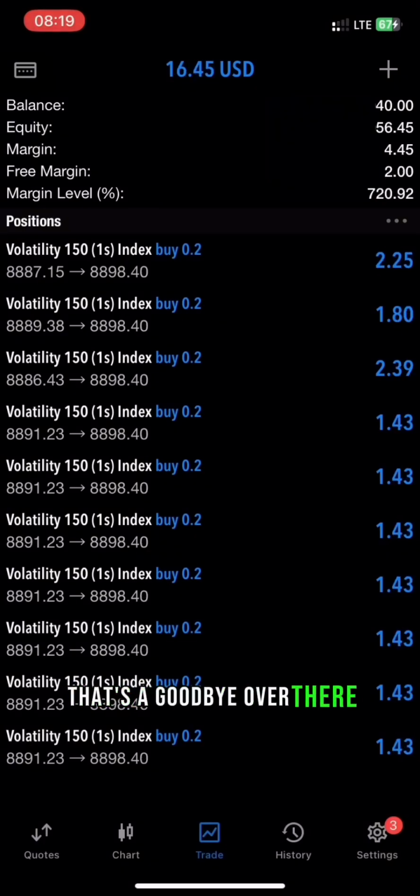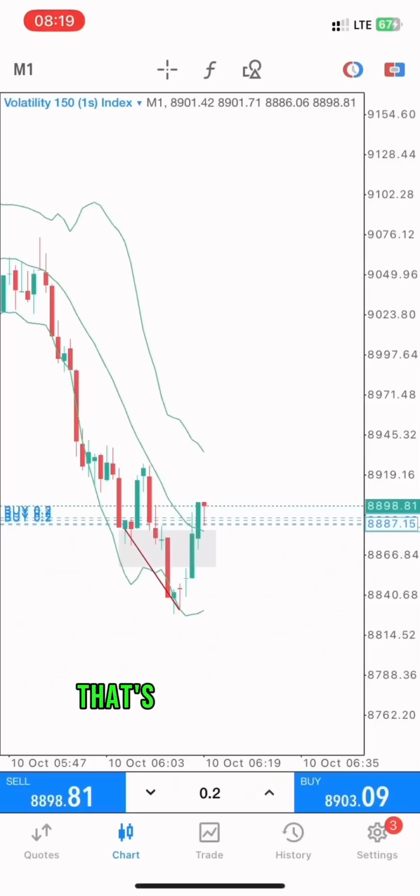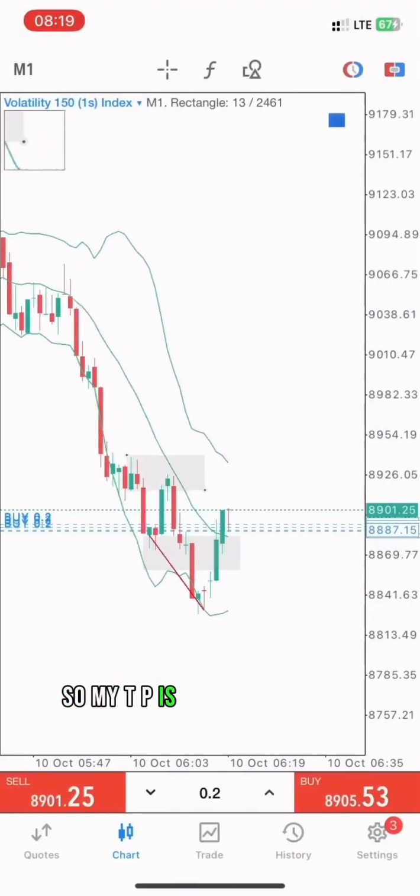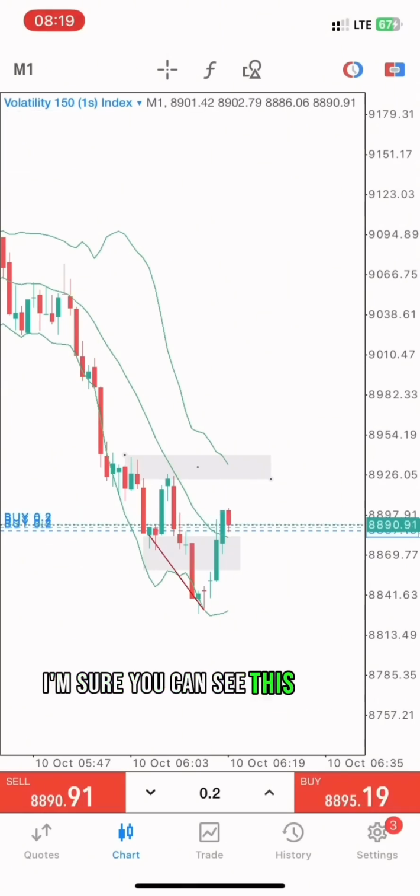That's a good buy over there. I've entered a sharp entry. That's a lower low, right? That's a lower low. So my TP is somewhere there. I'm sure you can see this type of pattern.